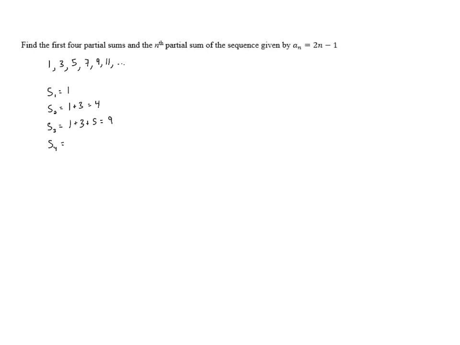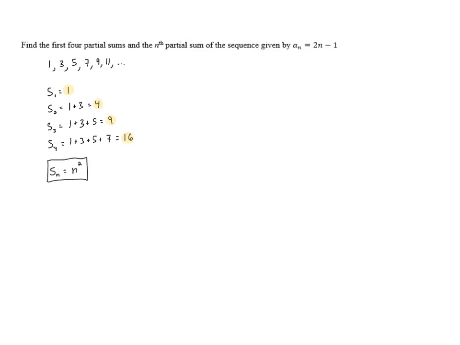The fourth partial sum is the sum of the first four terms, which is 1 plus 3 plus 5 plus 7, which is 9 plus 7, or 16. And when we look at the partial sums that we have here, we've got 1, 4, 9, and 16. You probably recognize these numbers as the perfect squares. So the first partial sum is 1 squared, the second partial sum is 2 squared, the third partial sum is 3 squared, the fourth partial sum is 4 squared, and we can follow this pattern to see that the nth partial sum is n squared.